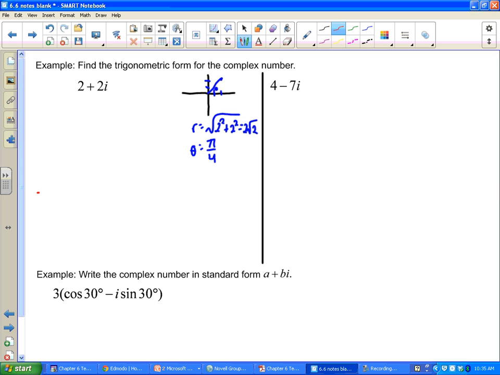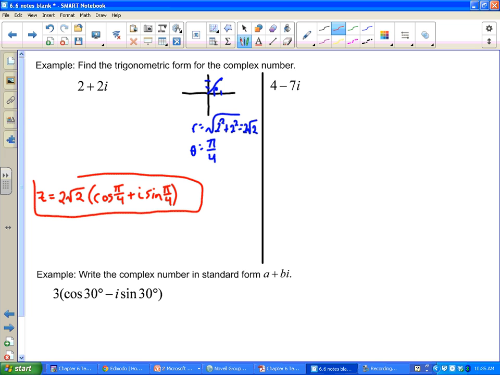But anyway, now we just need to fill in that formula that was on the previous slide. We have z equals r, which is 2 square roots of 2, times cosine of our angle, which is pi over 4, plus i sine pi over 4. And that is the trigonometric form of our complex number. You might be asking yourself, why do I care what the trigonometric form is? We're going to do some stuff with it later on in the section that you have to have it in trig form to be able to do.